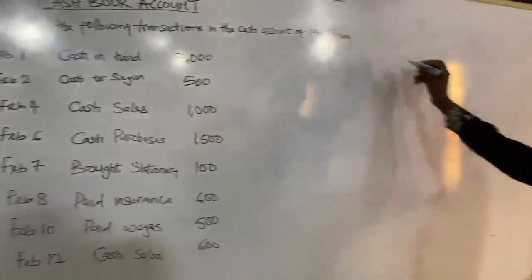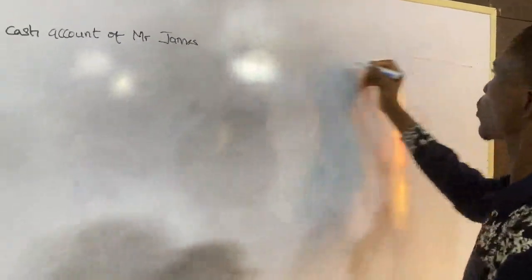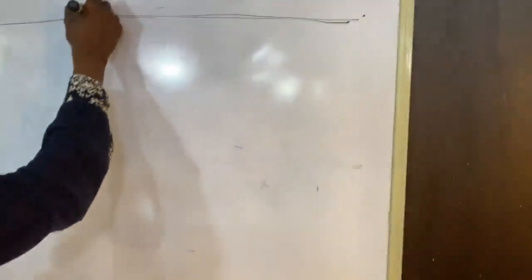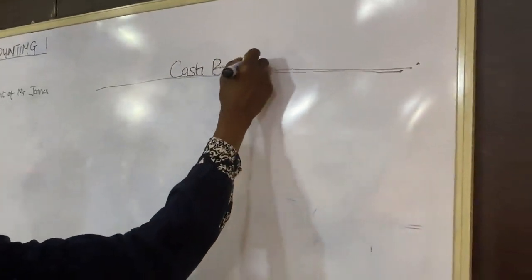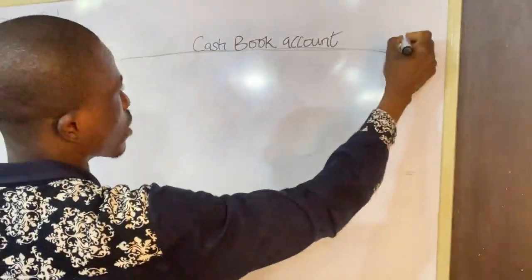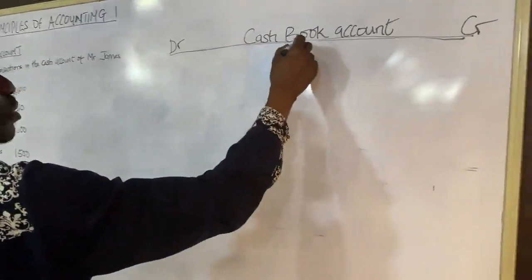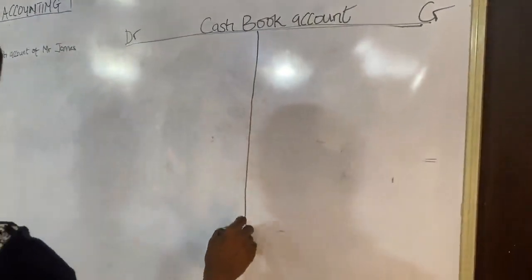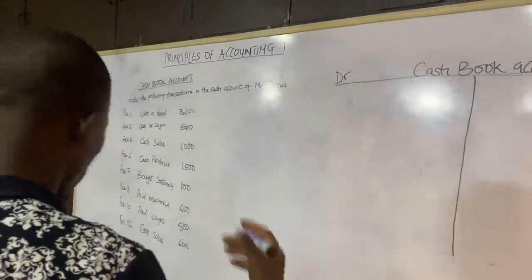So what do you do? You open a Cashbook account. You know, this is the credit side and the debit side. Draw a line. And let's take the transactions one by one.